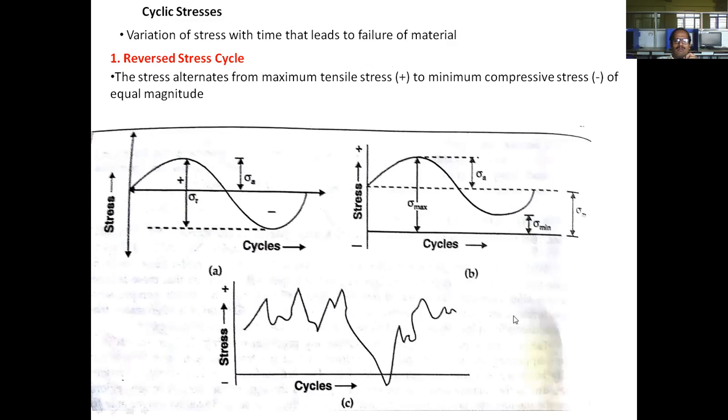There are three types of cyclic stresses. First is the reverse stress cycle. This A is an example of a reverse stress cycle. The stress alternates from maximum tensile stress, positive stress, to minimum compressive stress, of equal magnitude. This is important: the magnitude is the same. Just as the example of bending a rod, you have a tensile positive stress and a minimum compressive negative stress.